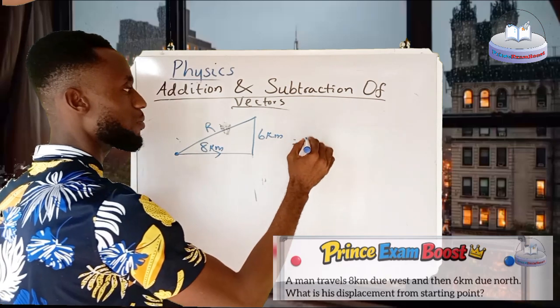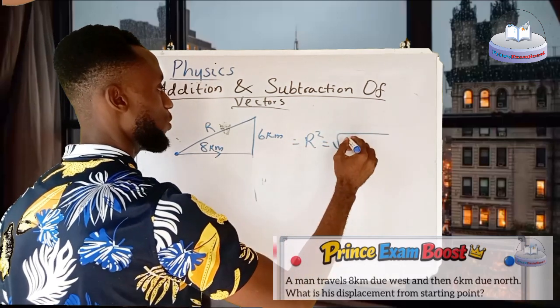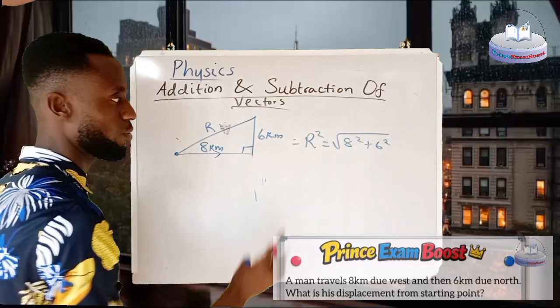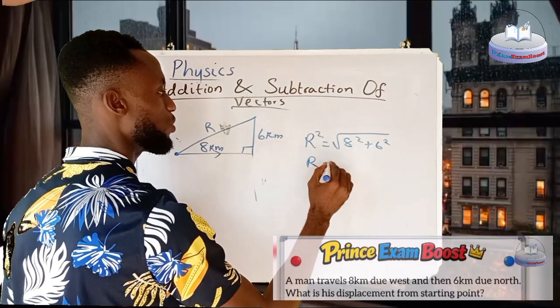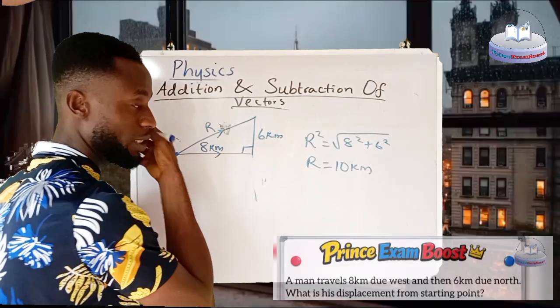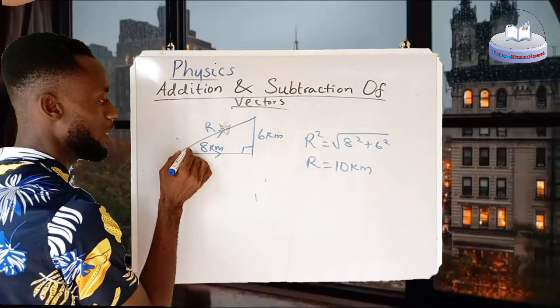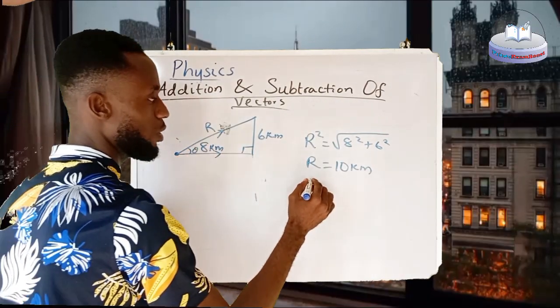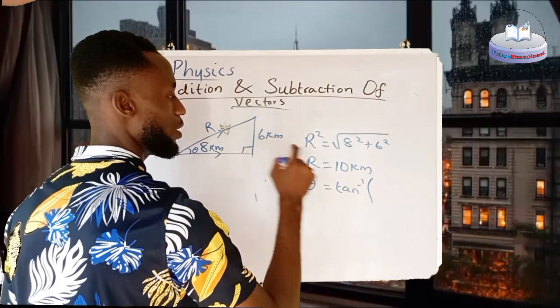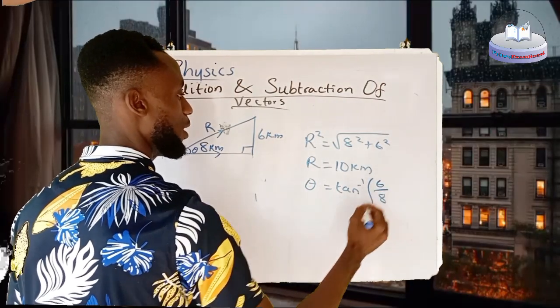Our arrow will simply be square root of 8 square plus 6 square, because it's forming a right angle triangle. Okay, this is an easy one. Our arrow is just 10 kilometers. And if we want to depict the direction, we need to figure out this angle. So the angle becomes tan inverse of the 6 divided by 8.